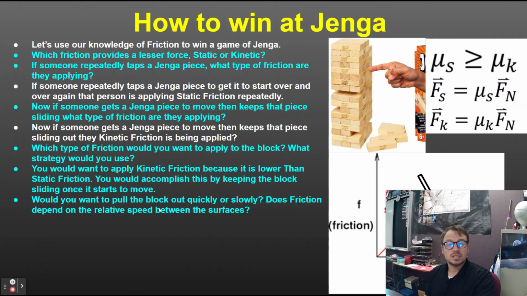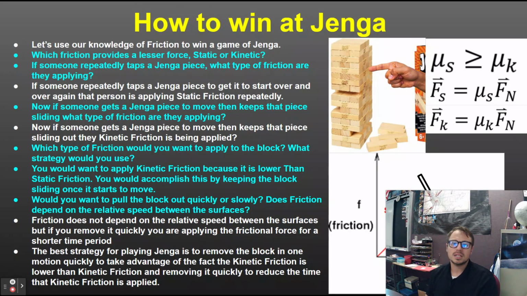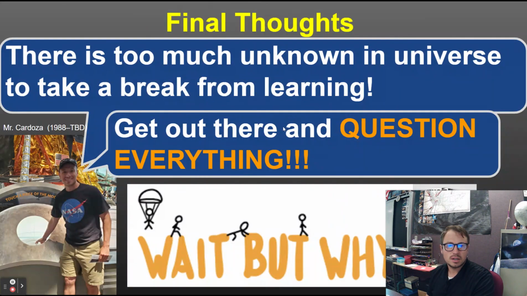Yeah, by keeping the block sliding once it starts to move. Now, would you want the block to pull out quickly or slowly? Does friction depend on relative speed between surfaces? It does not depend on the relative speeds. However, you want to remove it quickly because you want to apply that frictional force to the big tower for the shortest amount of time possible. So the best strategy for playing Jenga is to remove the block in one motion quickly to take advantage of the fact that kinetic friction is lower than static friction, and removing it quickly to reduce the time the kinetic friction is applied. So that basically is all of these questions right here on that lab.